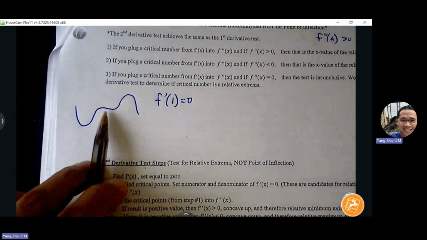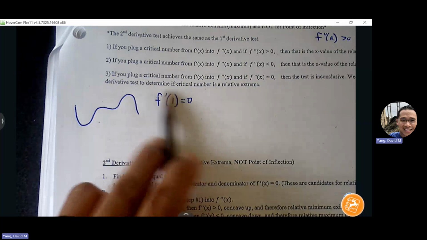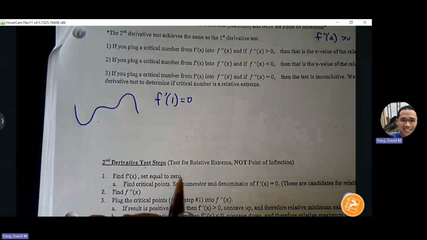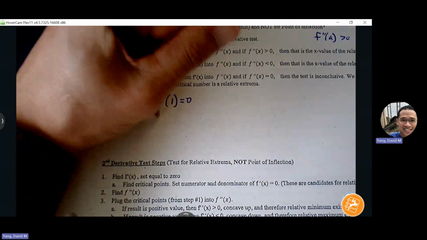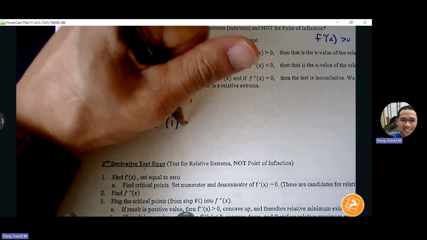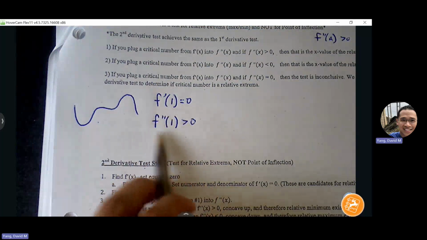Is it a relative min? Is it neither? Or is it a relative max? So we're sitting at a spot where we don't know. We know slope is 0, but there are a lot of options that can happen. Now, what if I told you that f double prime of 1 is greater than 0? What would that mean from a shape perspective?